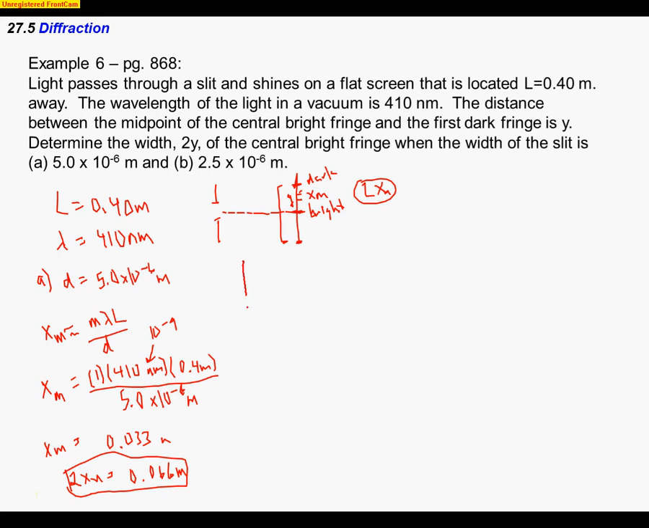So I want you now to try part B. For part B, everything is the same except now the width of the slit is 2.5 times 10 to the negative 6 meters. So again, that would be our D. Okay, so pause this for a second, try part B on your own, and then turn this back on to see the answer.